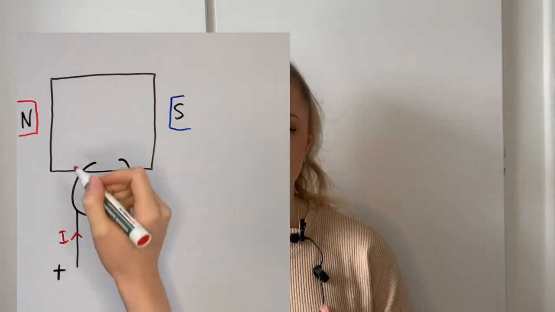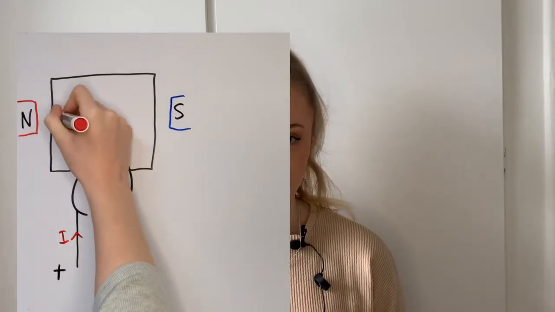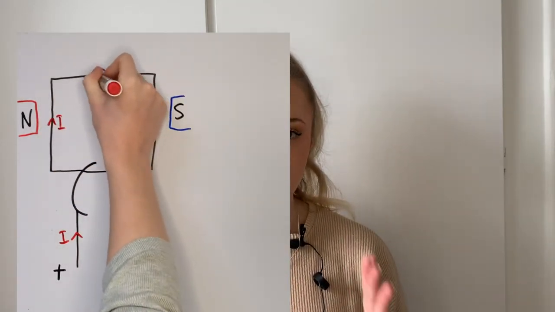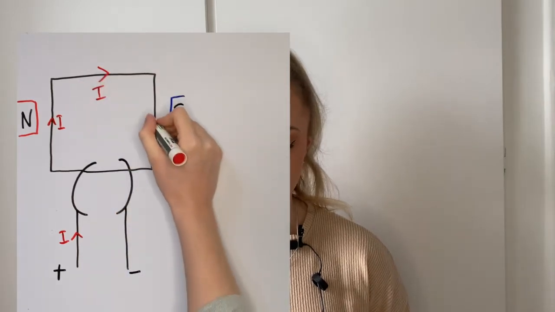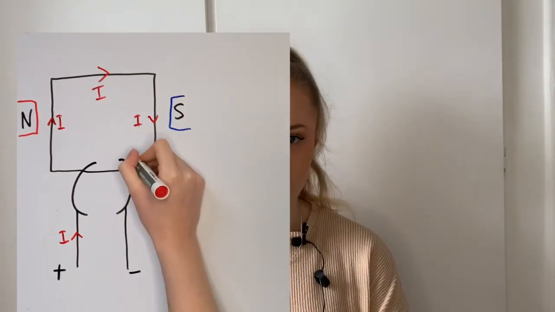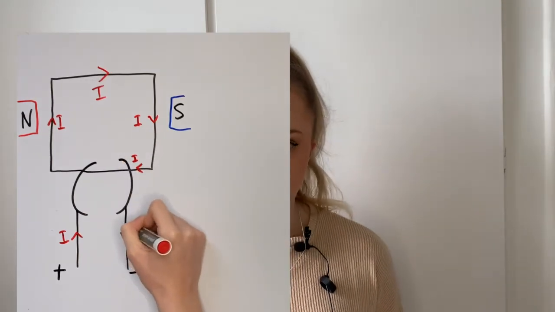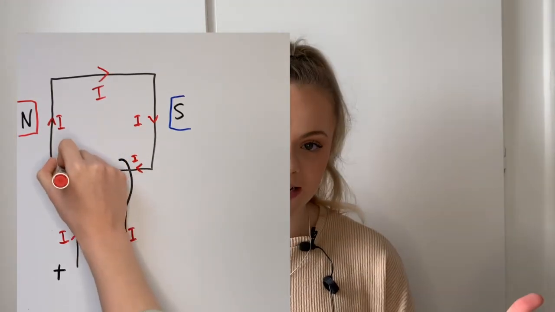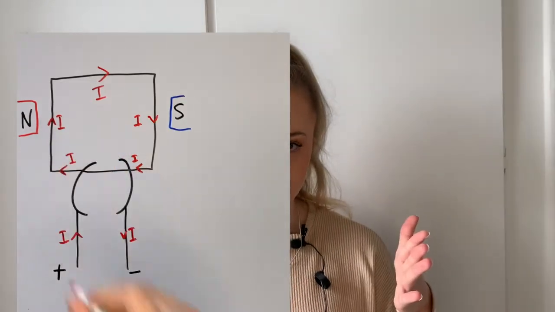So if we just look at the left-hand side of the wire first, remember how I said that everything has to be 90 degrees to each other. So we're only going to be considering the left hand of the wire that's going sort of away from us, and the right hand side of the wire that's coming towards us.